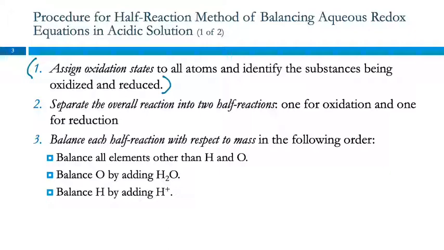So we'll start by separating the overall reaction into 2 half reactions. And then when we balance each of the half reactions, we're going to do it in this order. We're first going to balance with respect to mass, meaning the numbers of atoms. And we're going to balance everything besides hydrogen and oxygen first. Then we'll balance oxygen by adding water and balance hydrogen by adding H+. These reactions are occurring in an acidic solution. It's aqueous, so there's plenty of water around, so we can add water wherever we need to balance the equation. And it's acidic, and so there's also hydrogen ions present.